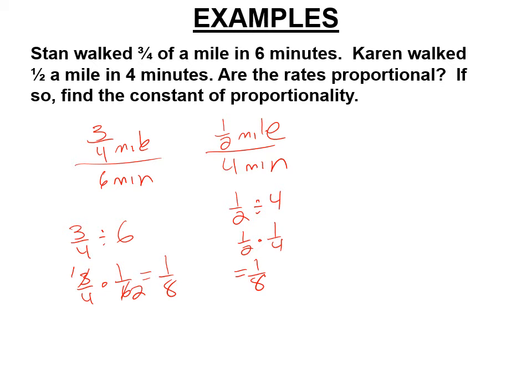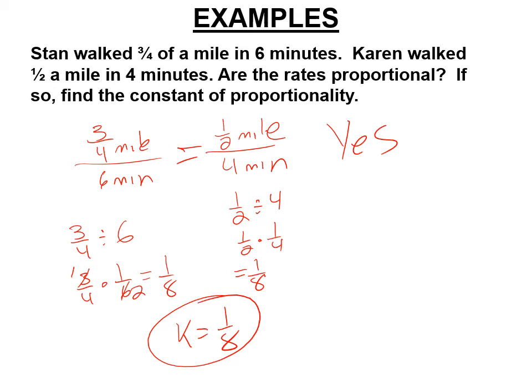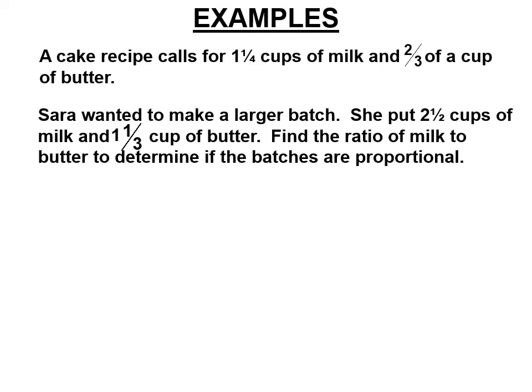Okay, so are the rates proportional? Yes, they are. I can put an equal sign there. If so, find the constant of proportionality. What do they both simplify to? 1/8. K equals 1/8.